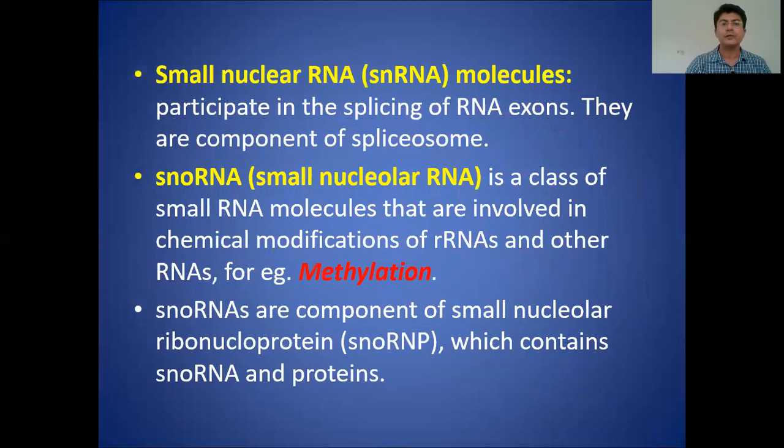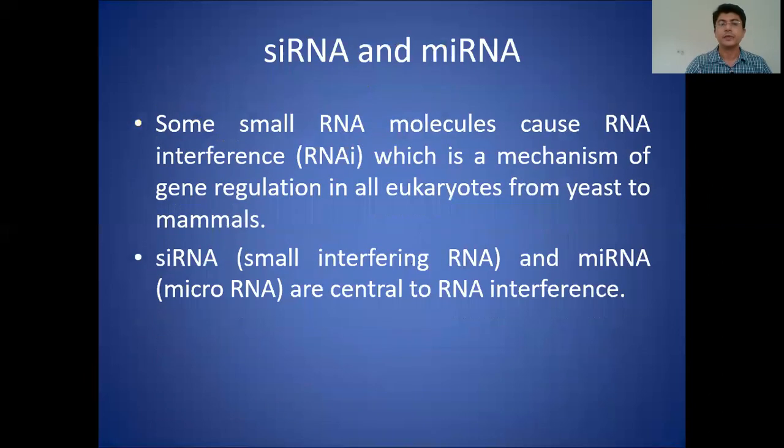Other RNA molecules include small nuclear RNA molecules, snRNA, which participate in the splicing of the RNA exons. They are components of the spliceosome complex. snoRNA are small nucleolar RNA, which is a class of small RNA molecules that are involved in chemical modifications of ribosomal RNAs and other RNAs, for example, methylation. snoRNAs are components of small nucleolar ribonucleoprotein, snoRNP, which contains snoRNA and proteins.